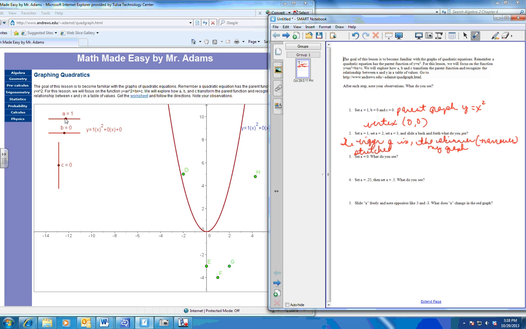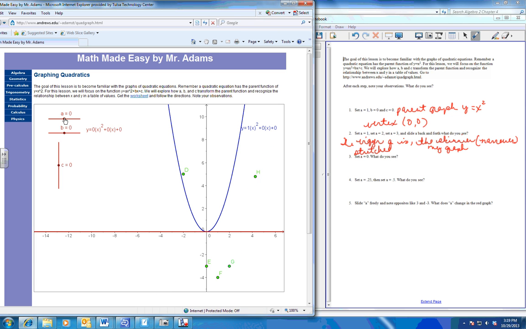Okay, 3 says set A at 0. So I'm going to go over here. I'm going to set A at 0. A is 0. Remember my graph is this red line. When A is 0, what do I get? Whoops. Oh, it won't let me stay. You're going to get a straight line if I can. I don't know if it'll let me type it in there either. So let me see if I can move this. There it is. When A is 0, I get a straight line.